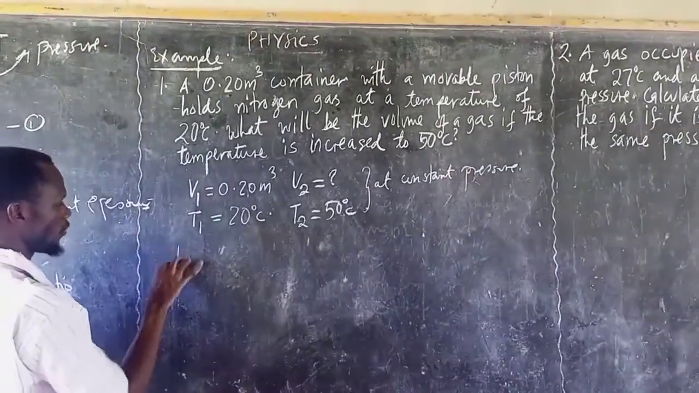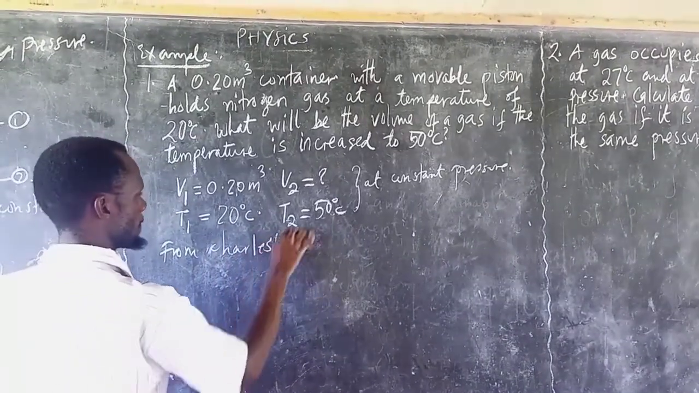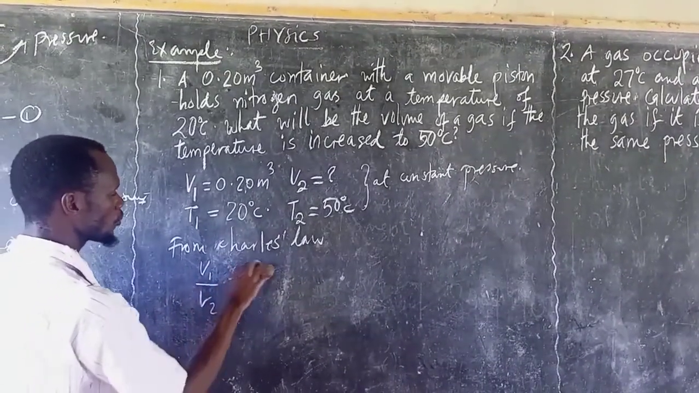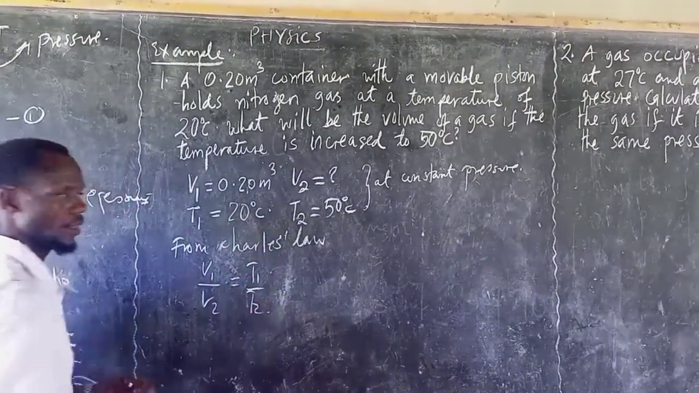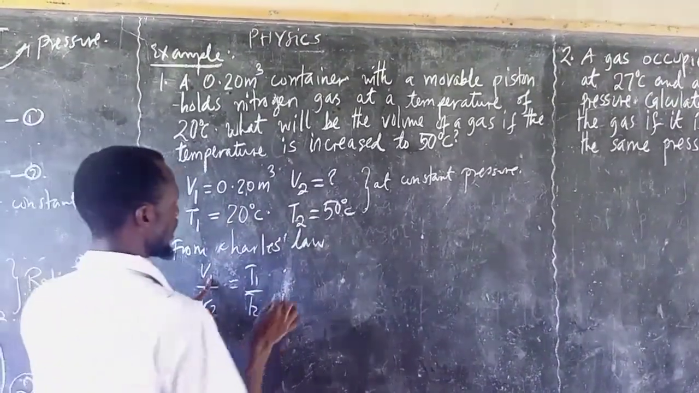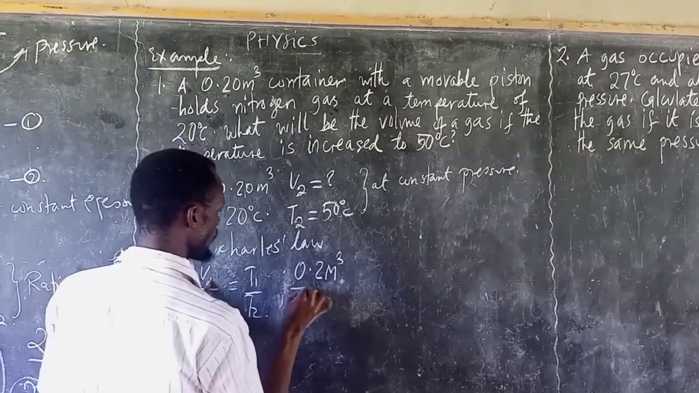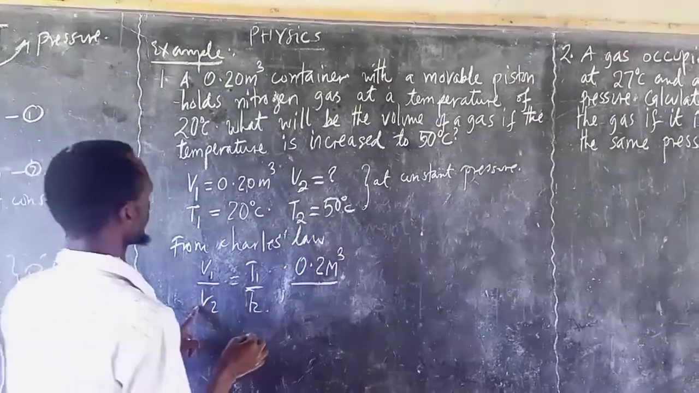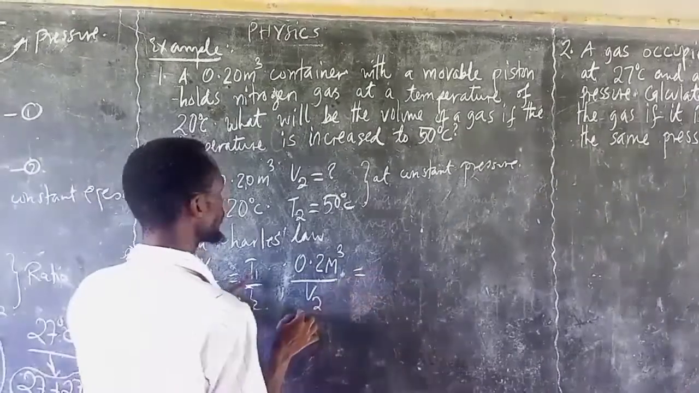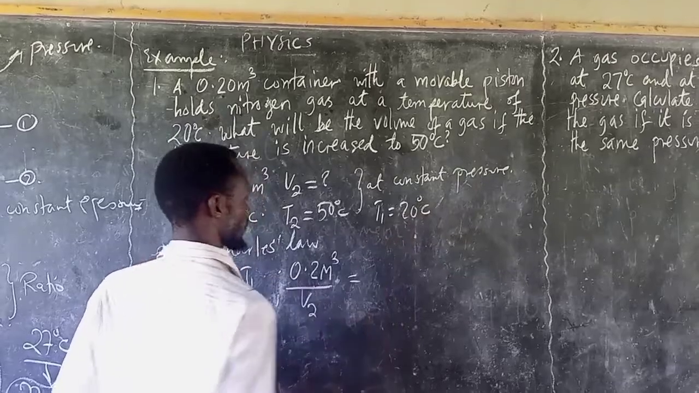Therefore, from Charles' law, we say V1 over V2 is equal to T1 over T2. But remember, substituting what we've been given, V1 is 0.2 meter cubic over V2, which is what we are looking for, is equal to T1. T1 we have 20 degrees Celsius.